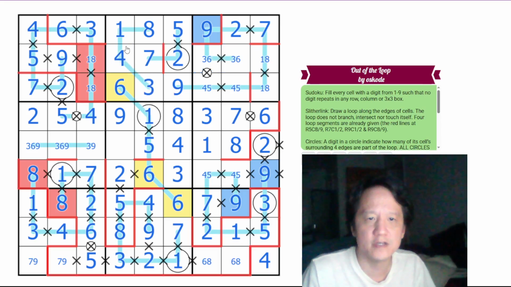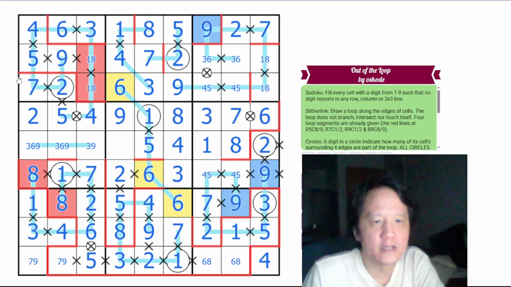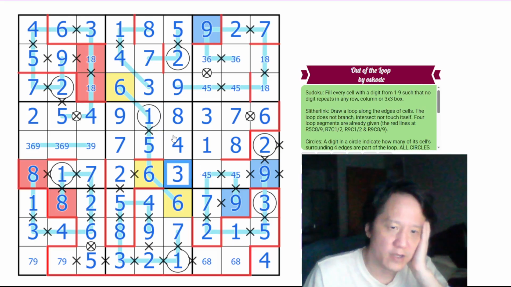Therefore, these can't be there. We have to have a slither link here to break this into even cells, so that's 1 and 8. This could connect this way. What is the remaining digit here? It's 7. This has a single slither link.